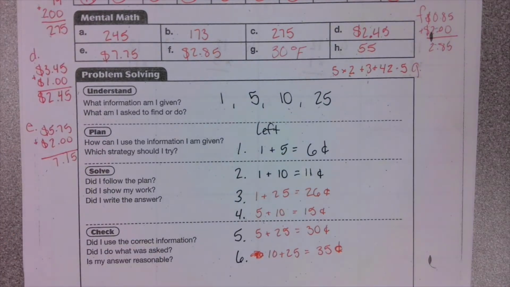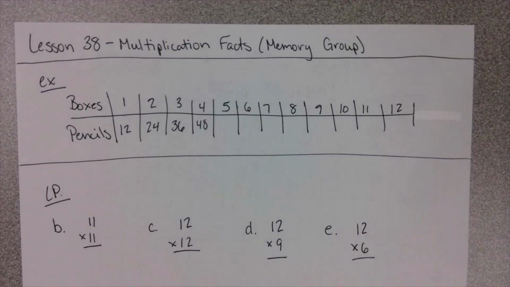All right, flip it over and we'll start our new concept. Today we're on lesson 38, and today you will learn how to find the multiplication facts in our memory group. Our example says, the school orders pencils in boxes of 12 pencils. Complete the table showing the number of pencils in the given number of boxes.